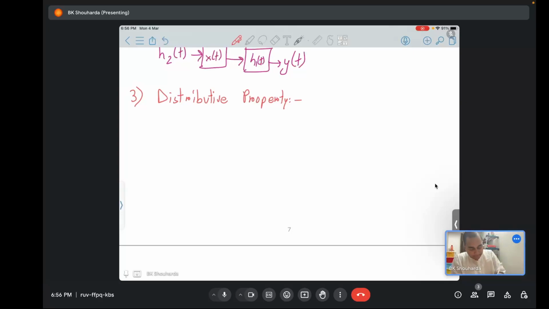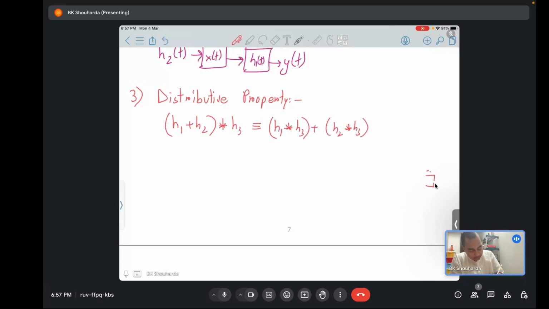Okay, so let's say you have a system h1 convolved with h1. Okay, so let me state it first and then I will draw the diagram. h1 plus h2 convolved with h3 is the same as h1 convolved with h3 plus h2 convolved with h3.